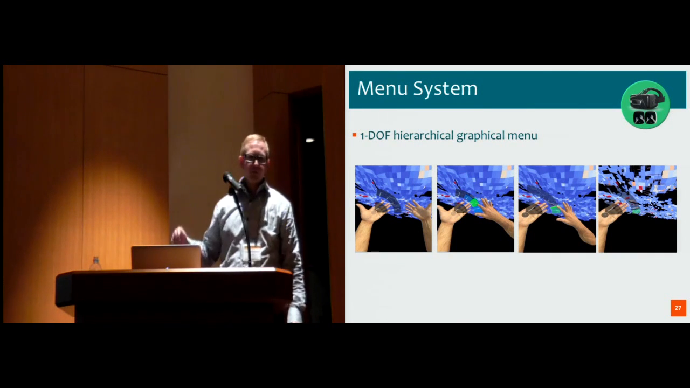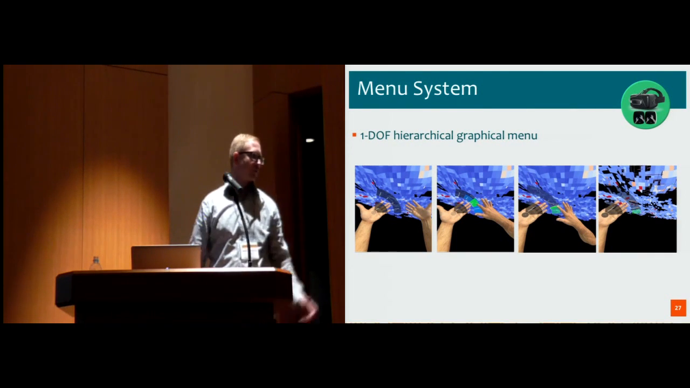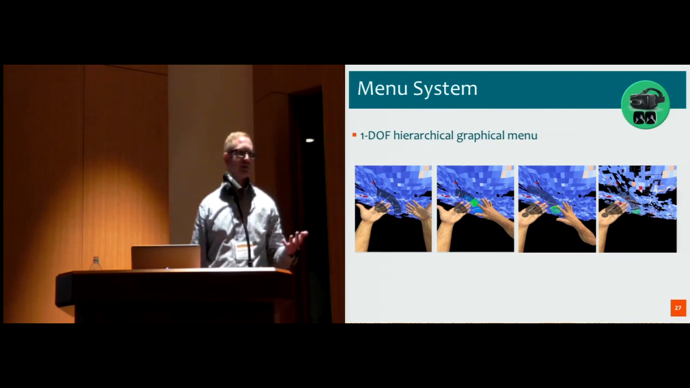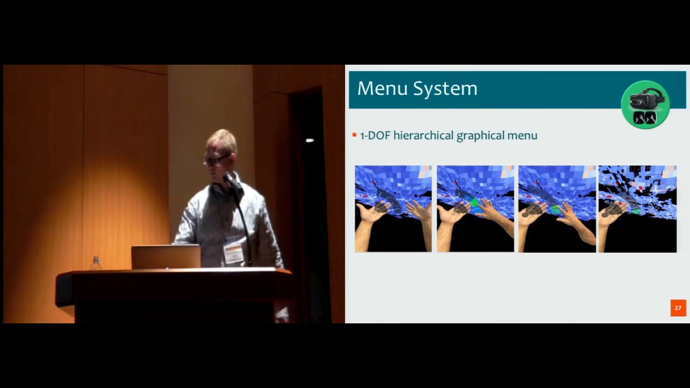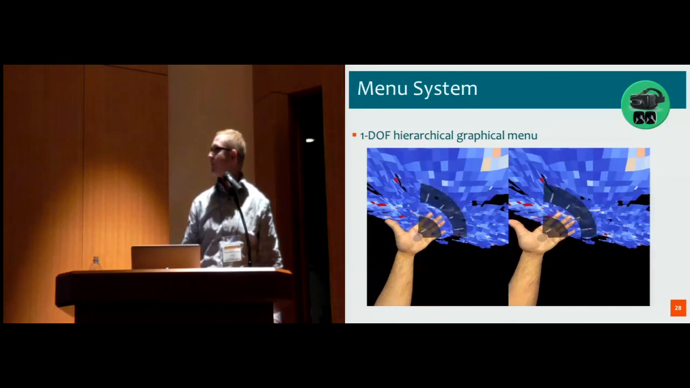For the Leap Motion, we have a little bit of a different menu system. As you open your hand towards your face, the menu appears, and then you can use your other hand to select things. Here's an example of a filtering operation at work.